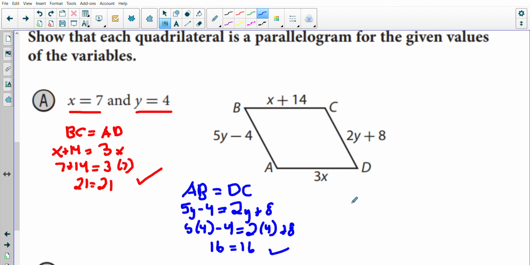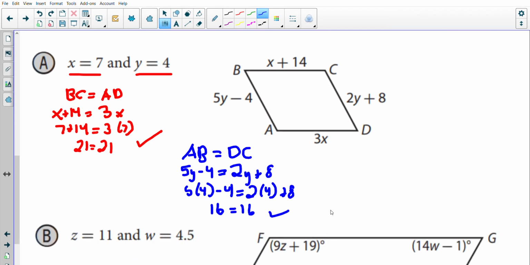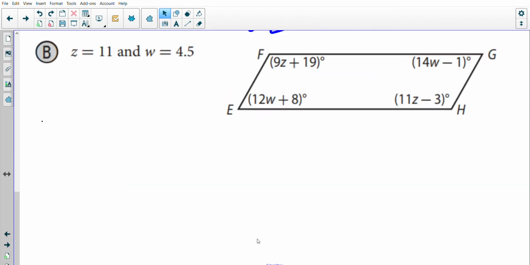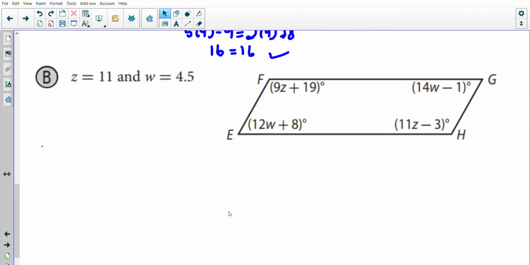Because we've shown that we have two pairs of opposite sides that are congruent, we can conclude that this is a parallelogram. Something similar for part B. It looks like we have four given angles, and in this problem, we want to show that the opposite angles are congruent. If those two pairs of opposite angles are congruent, then we can conclude that this figure is a parallelogram.